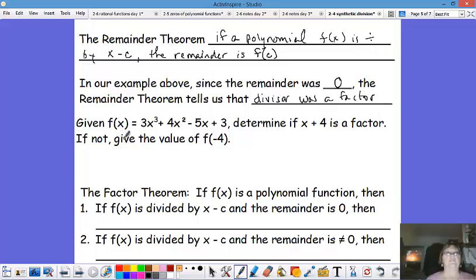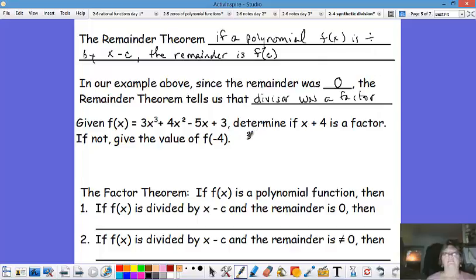That's another practice problem. We have a polynomial function here, and we're determining if x plus 4 is a factor. If it's not, then we want the value of the function evaluated at -4. Why -4? Because if this is a factor, then -4 would be the root. So we're going to do that synthetic division thing.